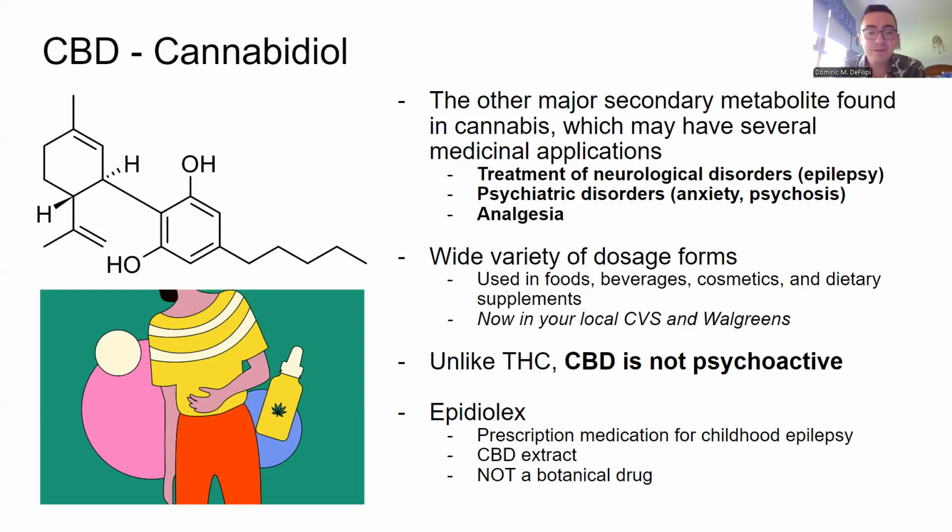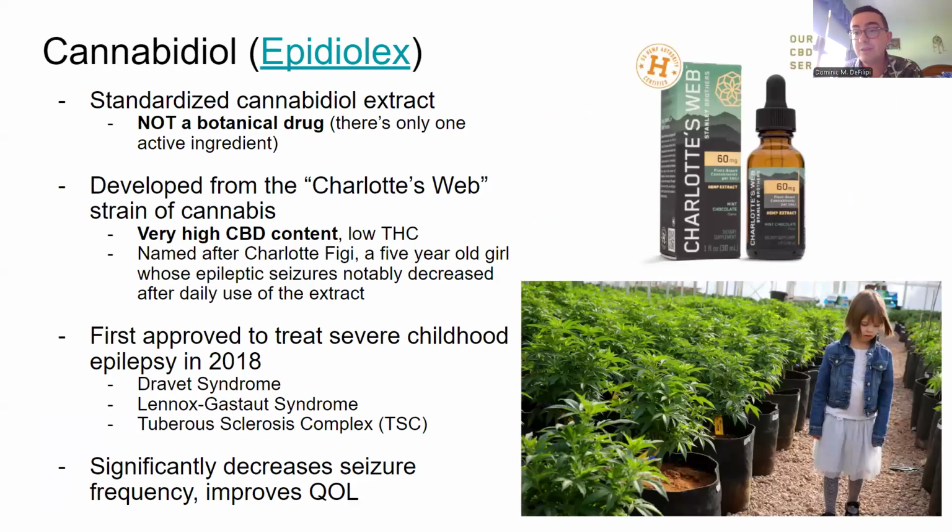And CBD was also instrumental in the creation of a newer drug, Epidiolex, which is a prescription medication for childhood epilepsy. It's a CBD extract. It's not a botanical drug because there's only one active ingredient, and it was developed from the Charlotte's Web strain of cannabis. I wonder, why is it named the Charlotte's Web strain of cannabis?